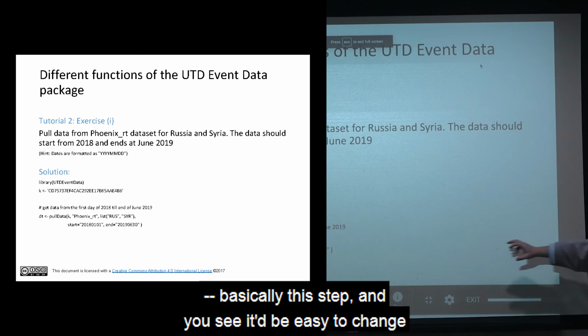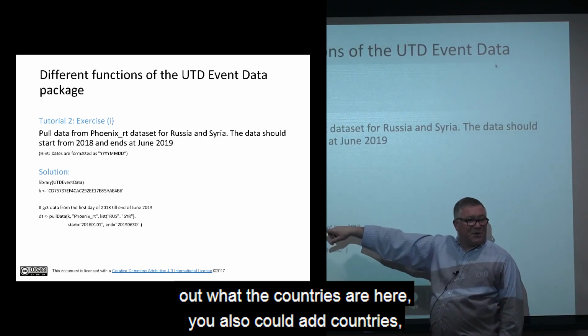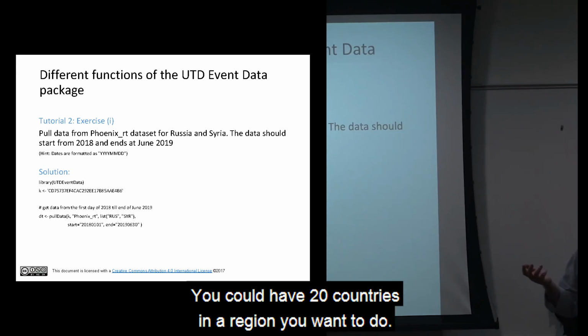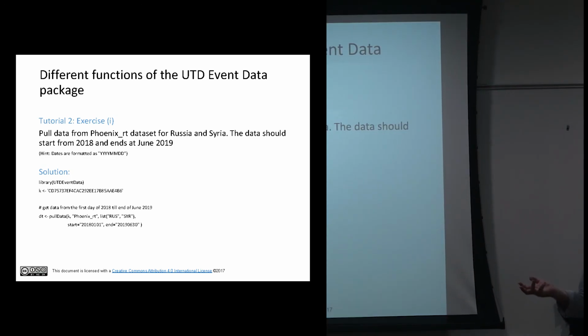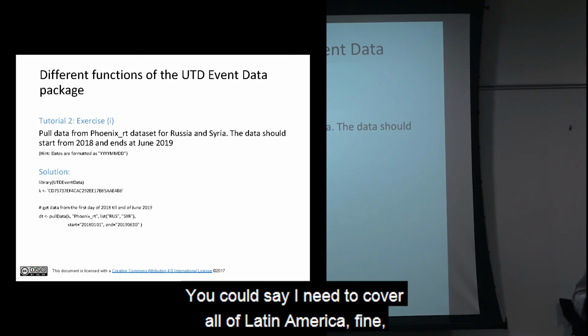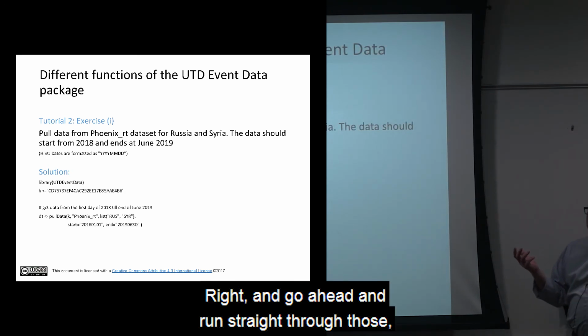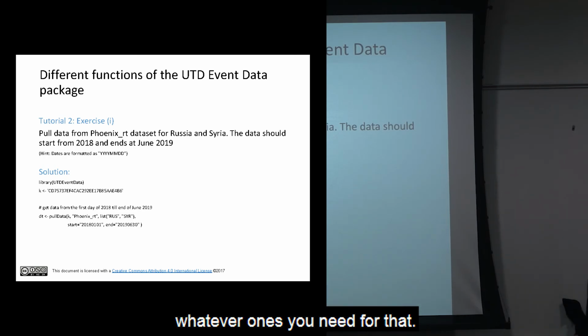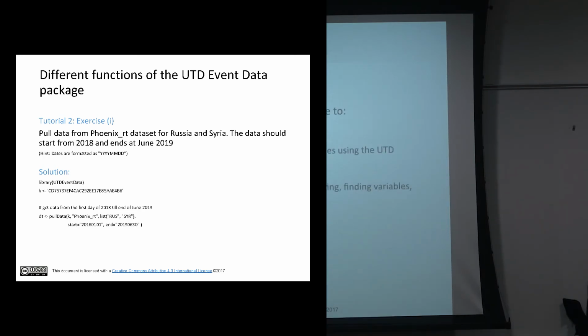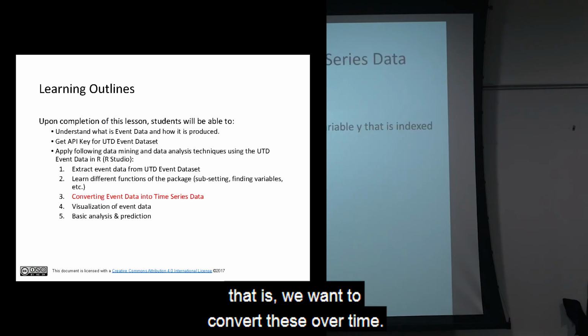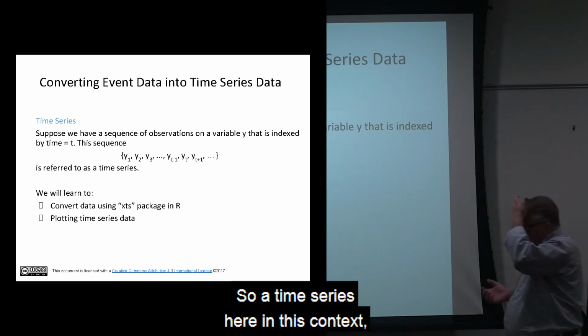basically this step. And you see it'd be easy to change out what the countries are here. You also can add countries. There's no limit. I've only been doing them for pairs. You could have 20 countries in a region you want to do. You could say, I need to cover all of Latin America. Fine, put it in the list of all the countries, and go ahead and run straight through those, whatever ones you need. So once we have those, we need to do that next step. That is, we want to convert these over time.